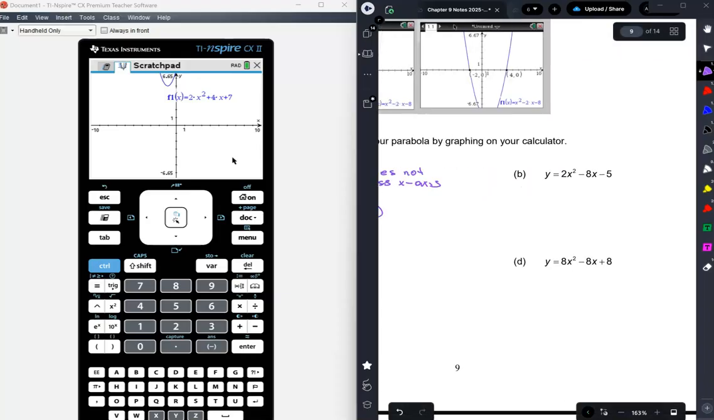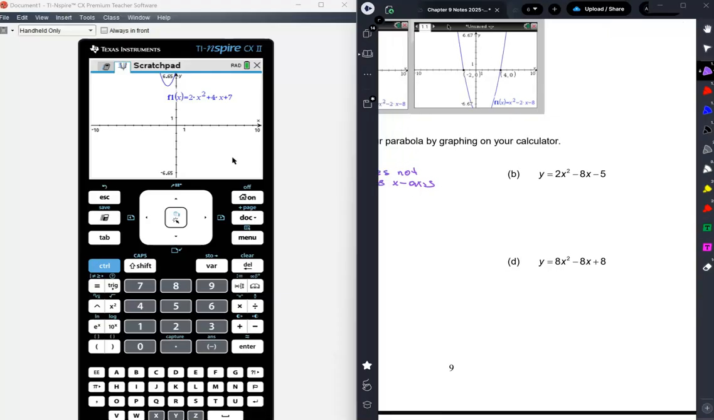Okay, now let's do Doc B. And now we're going to put in the next one. 2x squared minus 8x minus 5. Enter. And you should get this. Okay? Now this one is going to have 2 zeros. Right? Because it crosses the x-axis twice. So now we need to find them.